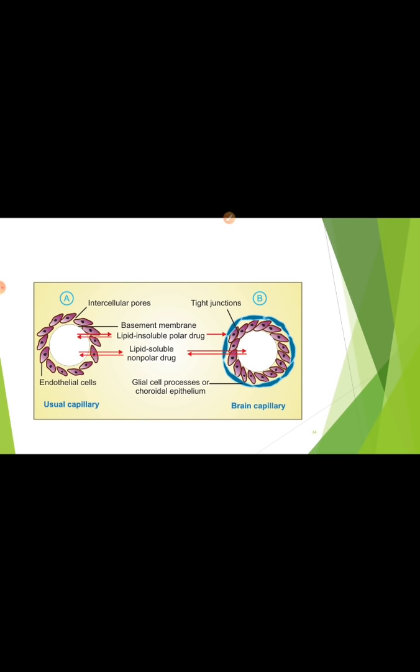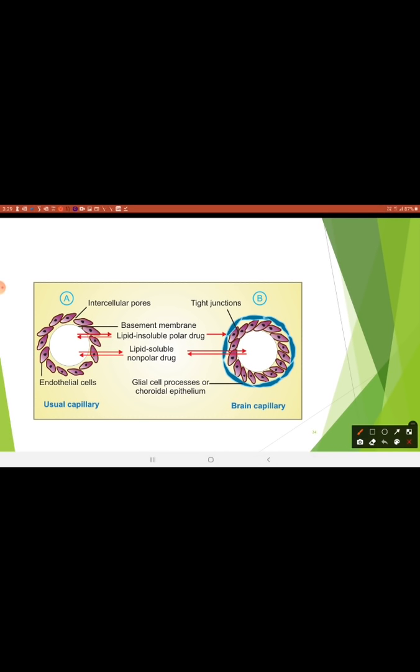Here you can see the intercellular pores of usual capillary is more, and there is a tight junction of intercellular pores in the brain capillaries. Okay, so in the brain capillaries, just a revision, only lipid soluble drug or non-polar drug gets absorbed. But in usual capillaries, the lipid insoluble and polar drugs and lipid soluble ones both are absorbed.